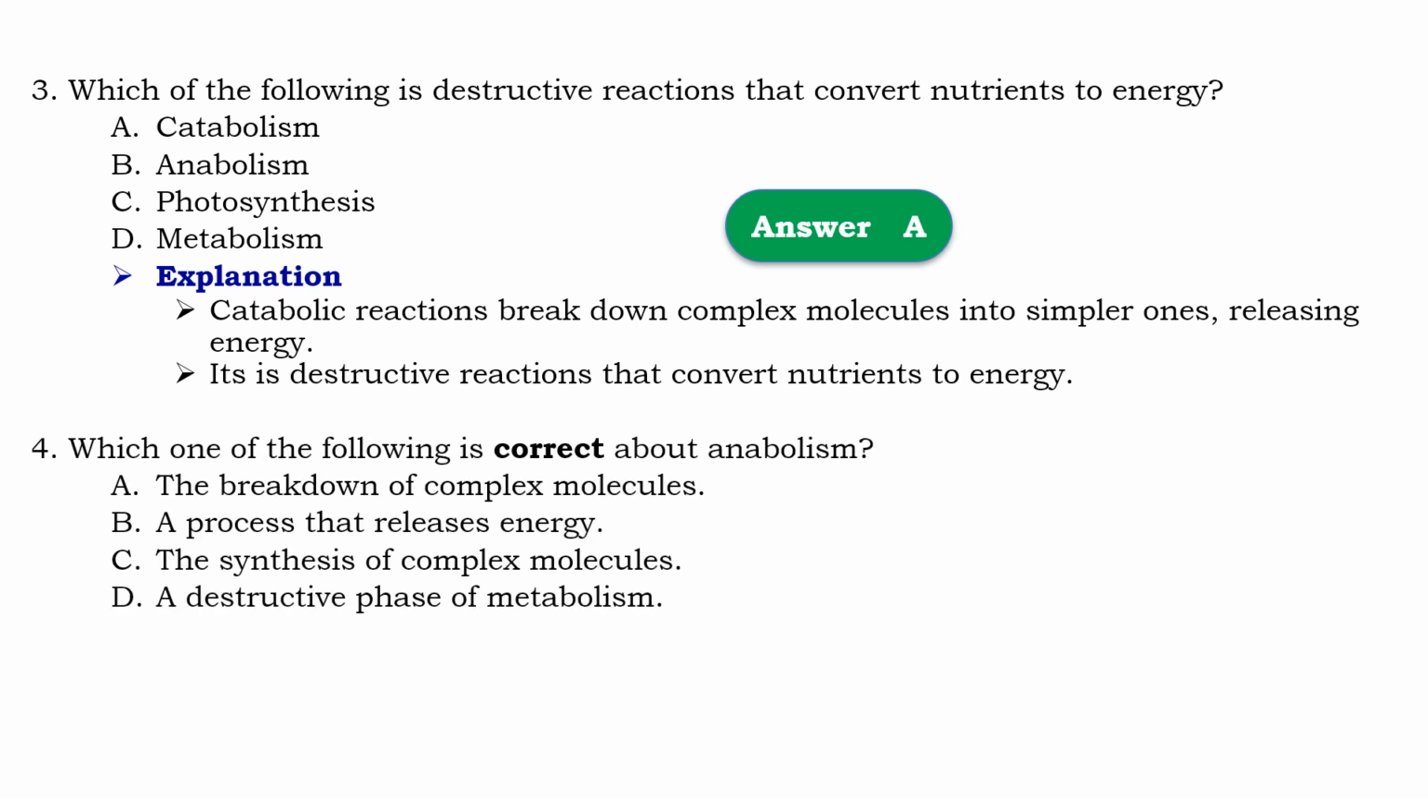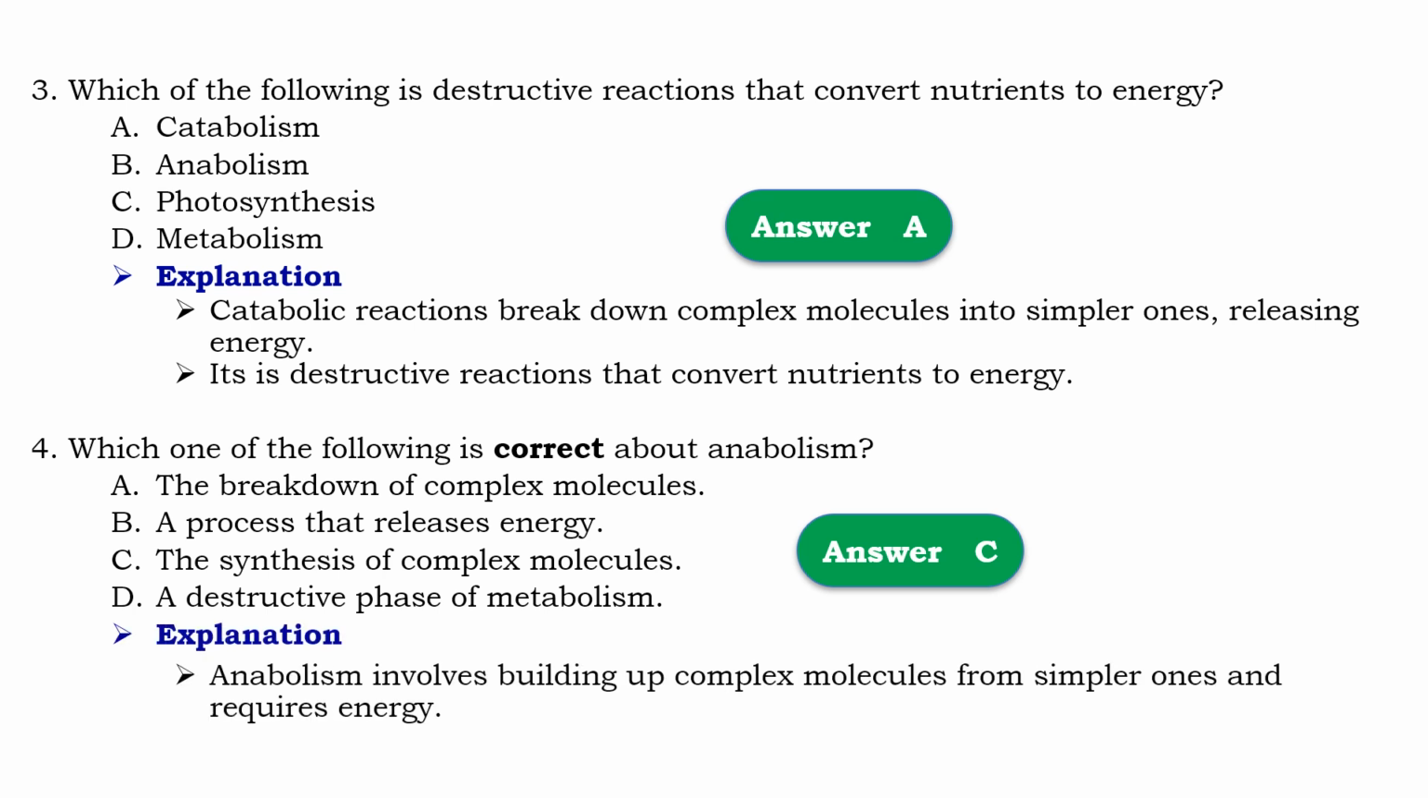Question number 4, which one of the following is correct about anabolism? ስለ anabolism ከሚከተሉት ትክክለኛ የሆነ የትኛው ነው ይላል። So that should be C, synthesis of complex molecule. Means that anabolism involve building up complex molecules from simpler ones and require energy.